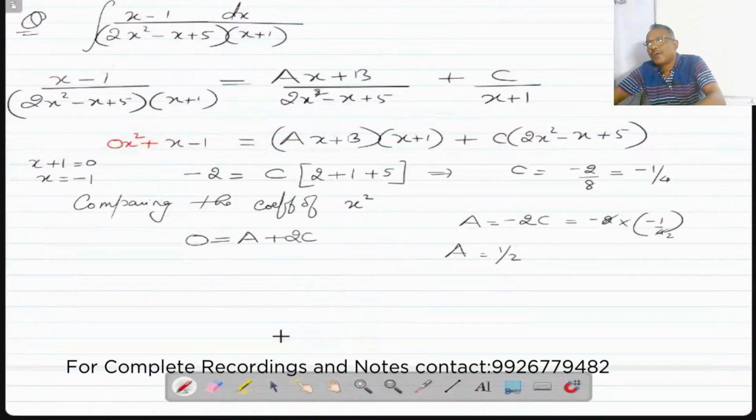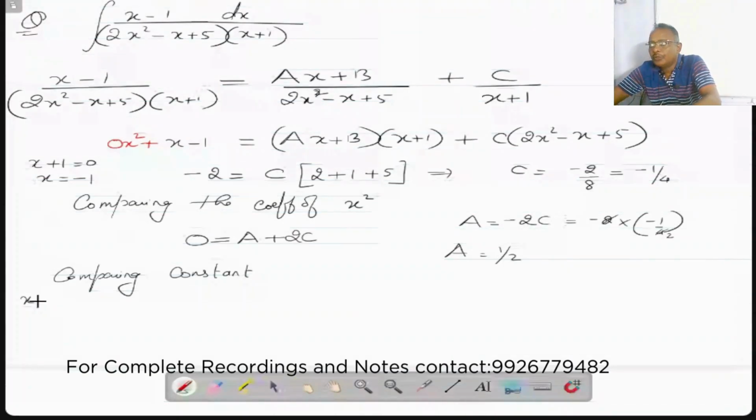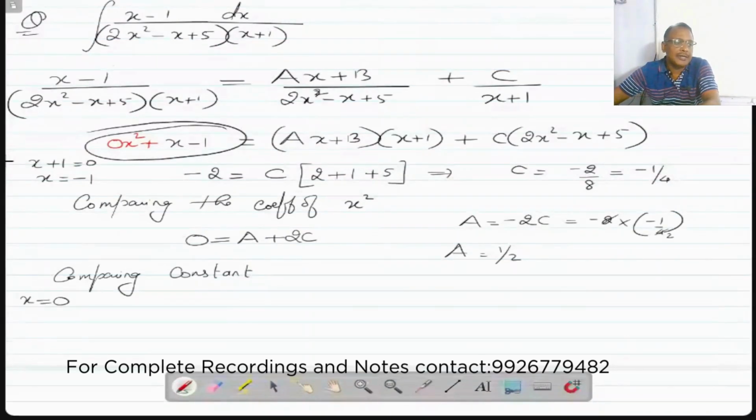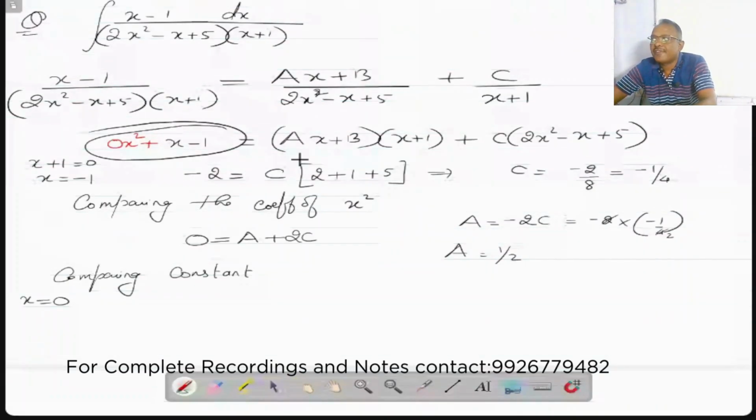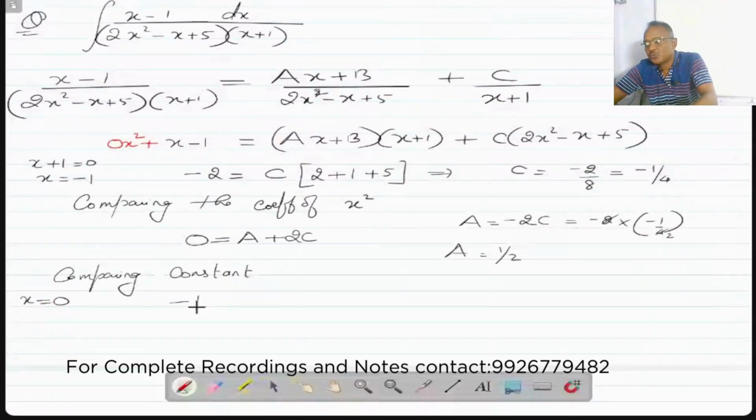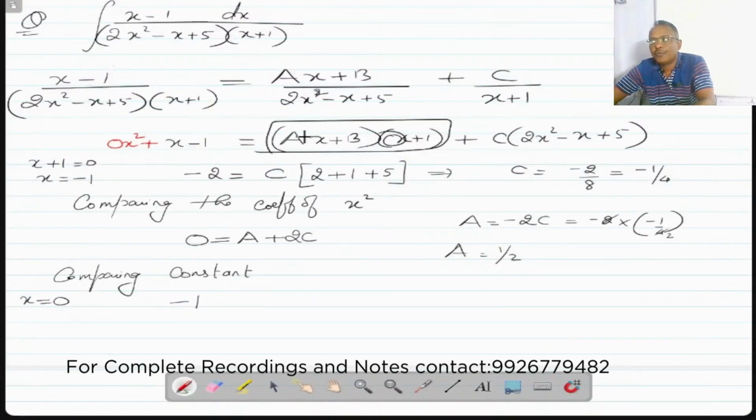What is the lowest power called as? Constants. Comparing constants. How do you compare constants, children? Very simple. Put x का value 0, you will get the constant. Comparing constant means put x का value 0. What do you get here? Minus 1. Put x का value 0 here. 0 0. What do you get?